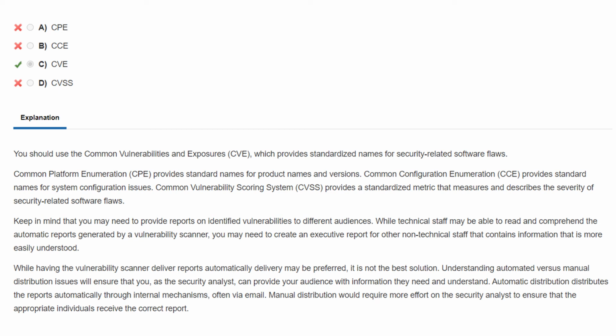Automatic distribution distributes the reports automatically through internal mechanisms, often via email. Manual distribution would require more effort on the security analyst to ensure that the appropriate individuals receive the correct report.